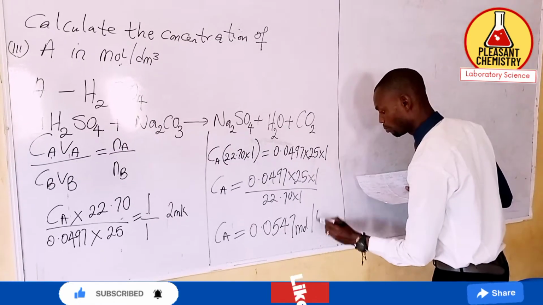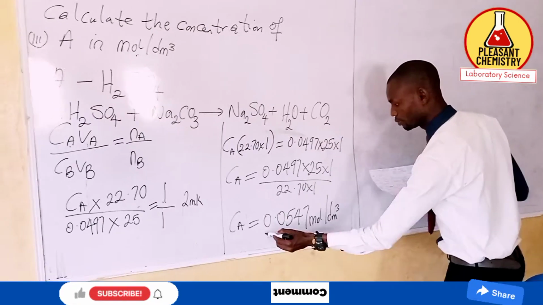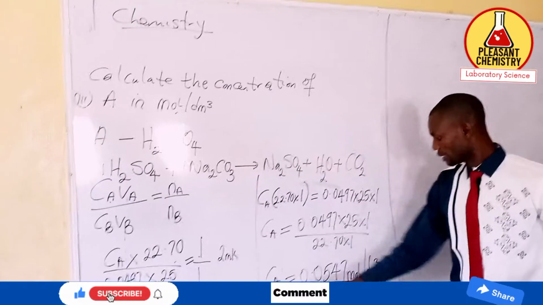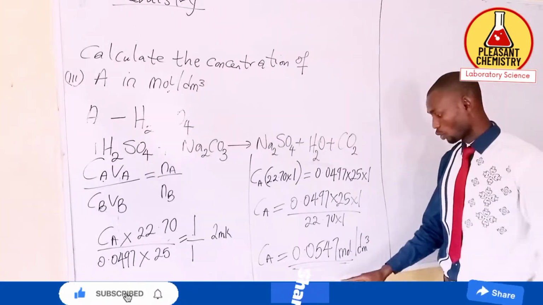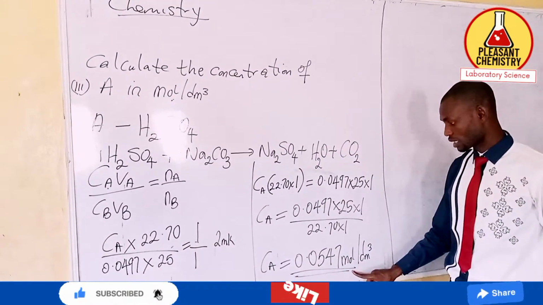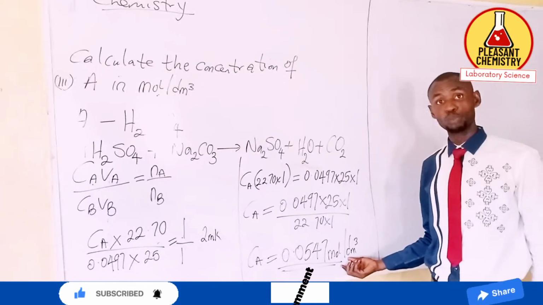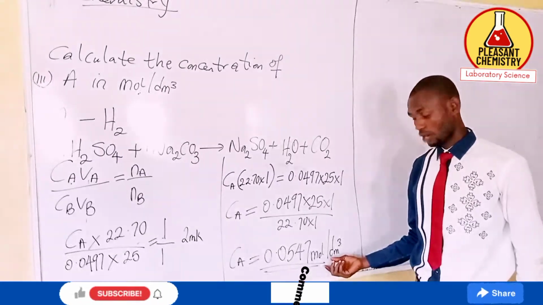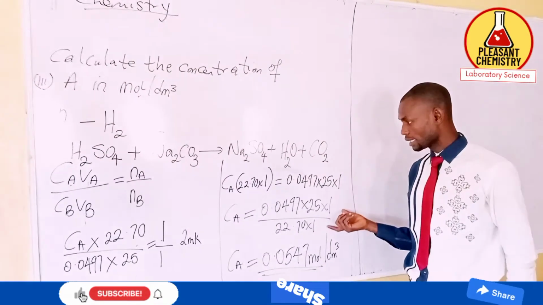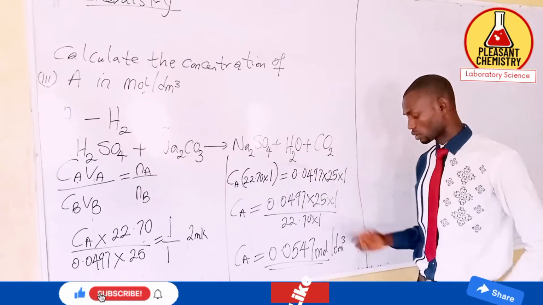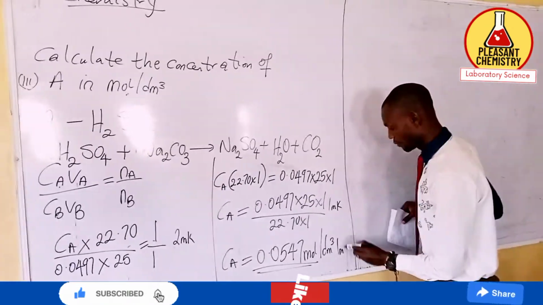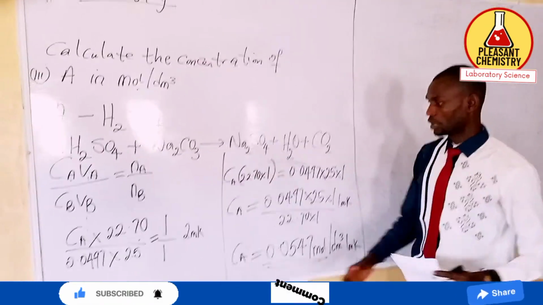mole per dm cube. Remember that this must be in 3 significant figures, and then you must ensure that you put the correct unit before you can have full mark for this. And then making Ca the subject of the formula will hand you 1 mark here, another 1 mark here for your final answer. Then you have your 2 marks.